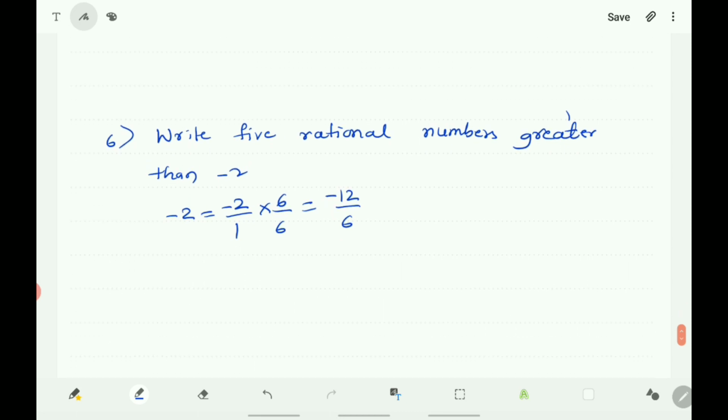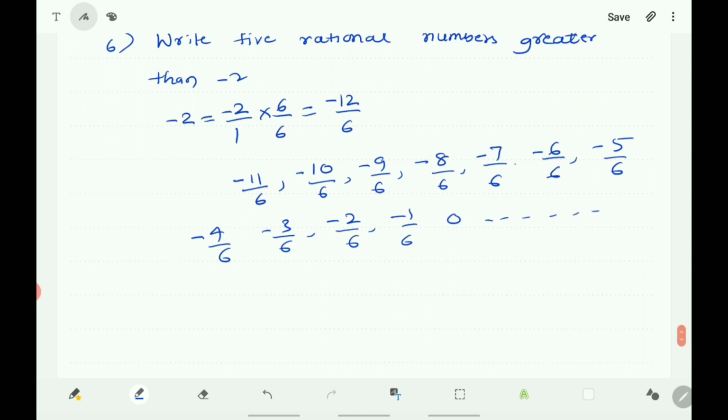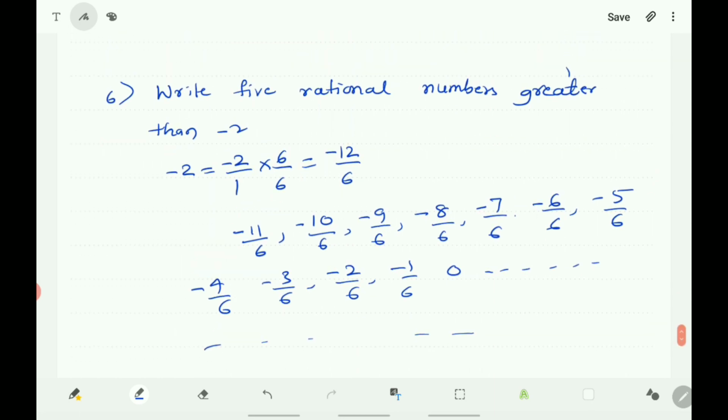You can start it from minus 11 by 6, minus 10 by 6, minus 9 by 6, minus 8 by 6, minus 7 by 6, minus 6 by 6, then minus 5 by 6, minus 4 by 6, minus 3 by 6, minus 2 by 6, minus 1 by 6, 0. Like this way you can write any number of rational numbers and select any 5 out of these.